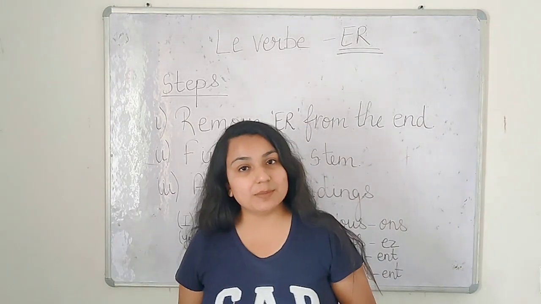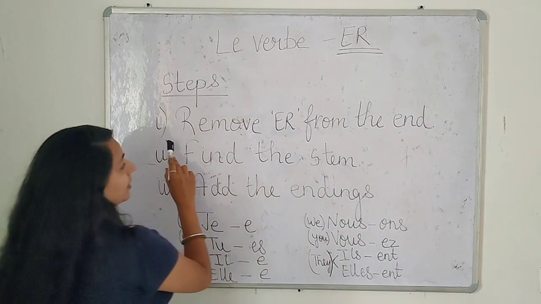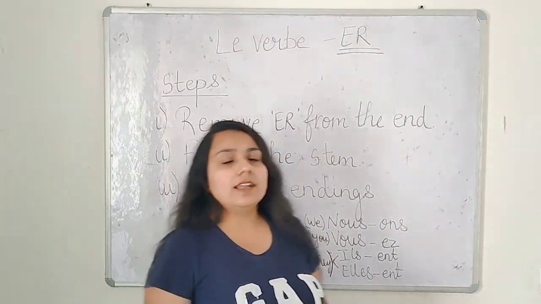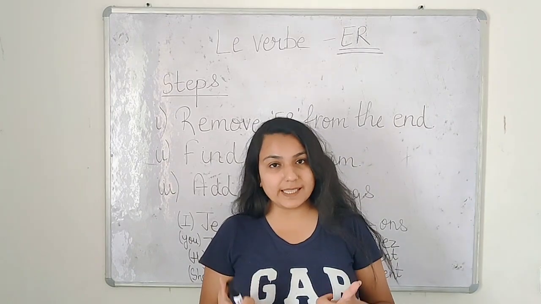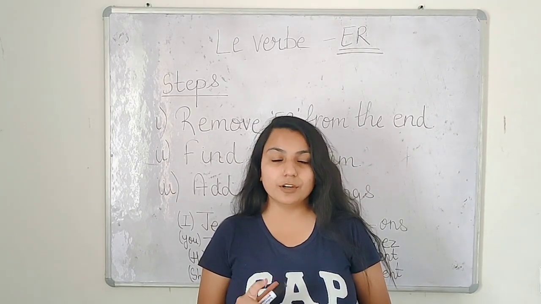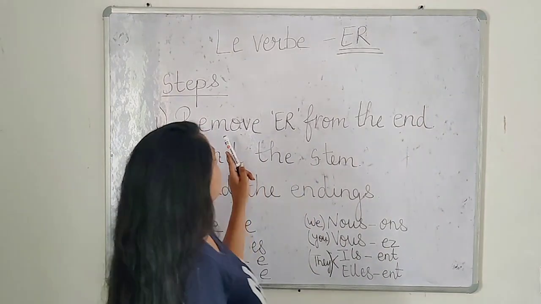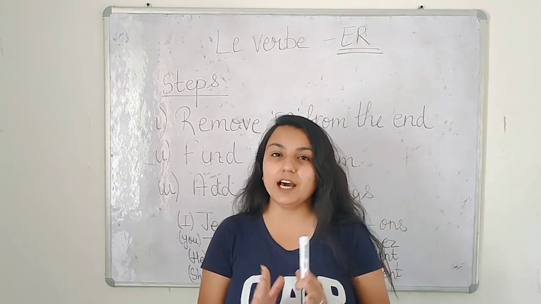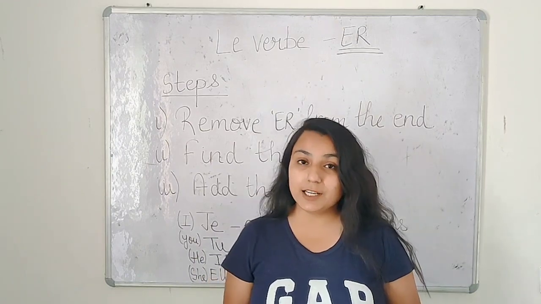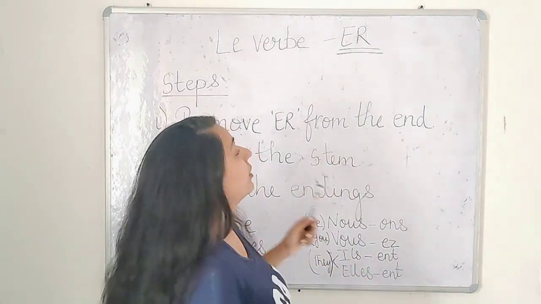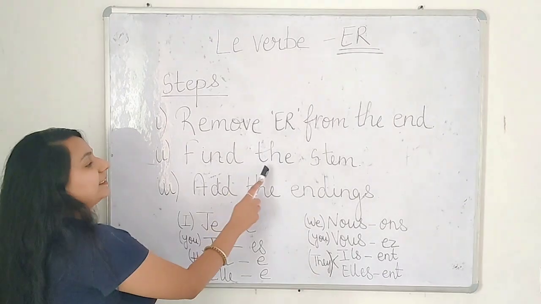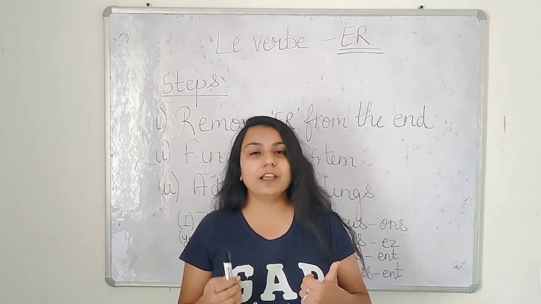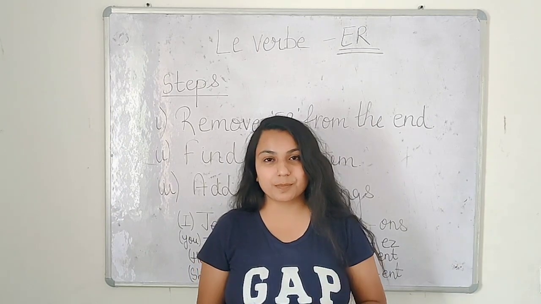I have written the steps on the board. The very first step is we remove ER from the end. Now, let us first completely learn the steps, then I'll conjugate one verb for all of you. So, the very first step is from the word, whatever the verb is, we will be removing ER from the end. After removing ER from the end, we will follow the second step, that is find the stem. So, after removing ER from the end, we will find the stem of the verb.